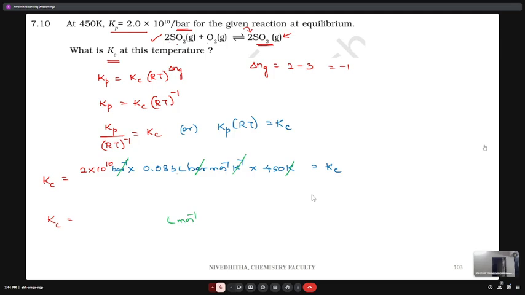Please come up with the approximate value, Kanna.